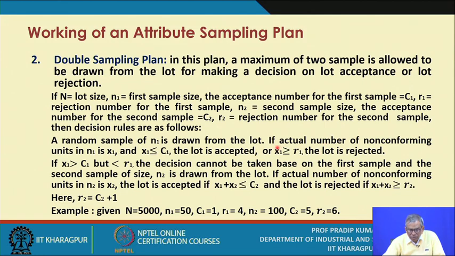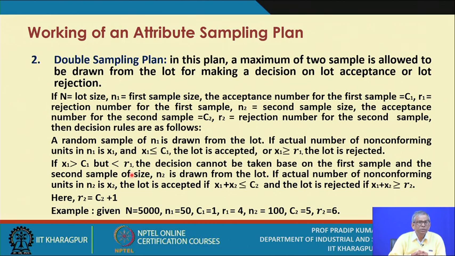Or suppose this random variable x1, the actual number of non-conforming units in the first sample, is greater than or equal to R1, the rejection number for the first sample. The lot is rejected, so you don't need to go to the second stage. But if x1 is greater than c1 but less than R1, that means it lies between c1 and R1. Suppose c1 is 1 and R1 is 4. So if you get a value of x1 as 2 or 3, you can't take a decision.